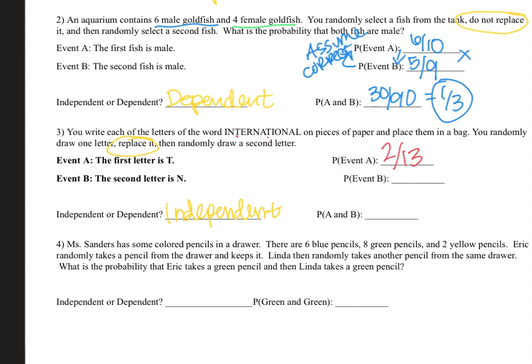So 2 over 13. Probability of B is N. So I have 1, 2, 3 N's. Now, because I said replace, my total stays the same, 13. So I'm going to multiply. So I'm going to get 6 over 169 (sic), which simplifies to 1 over 21 (sic). That's my probability.